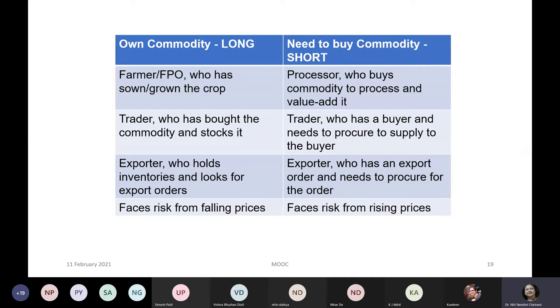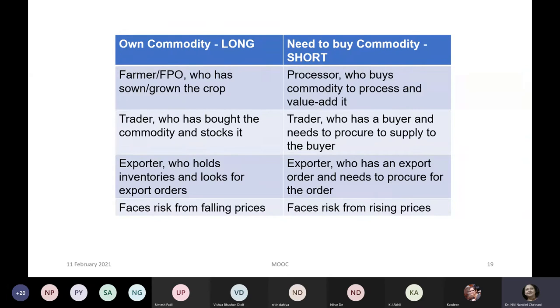But if you're someone who needs to buy the commodity, because you may be a processor who buys the commodity to process it and value add to it, or you may be a trader who has a buyer, there's a Haldiram who's come to you saying, I need to buy potatoes. Will you supply me potatoes after 10 days? And you say, okay, I am a potato trader, but right now I don't have a ready inventory of potatoes with me. So I'll need to go and buy potatoes from the market to supply to Haldiram's. In which case you're short potatoes and you will need to buy potatoes from the market.